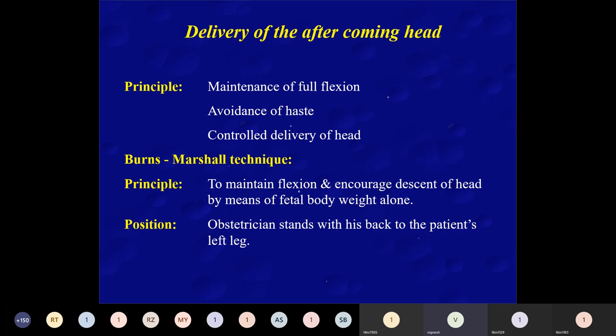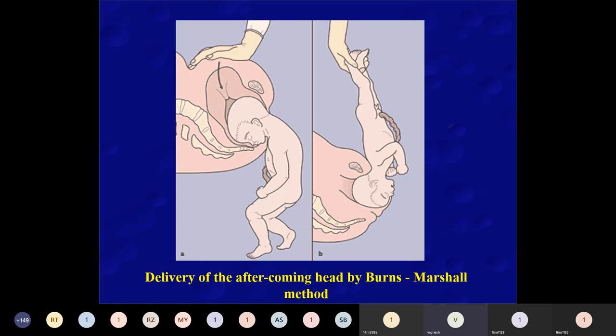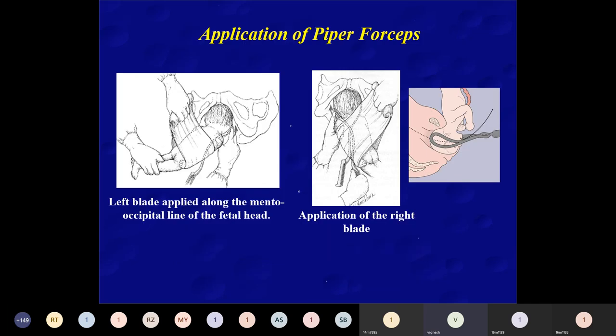Then the obstetrician stands with his back to the patient's left leg, like this. So you have to allow the baby to hang. Of course, you have to cover it with the towel. Then once the nape of the neck is seen, catch hold of the two feet and, like an arc, give a little traction and put it on the abdomen. Okay, this is the Bracht method of delivering the baby.